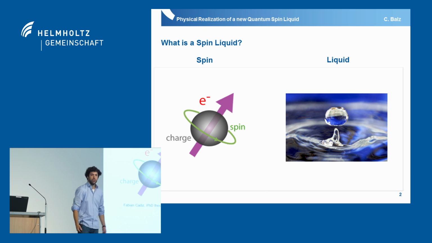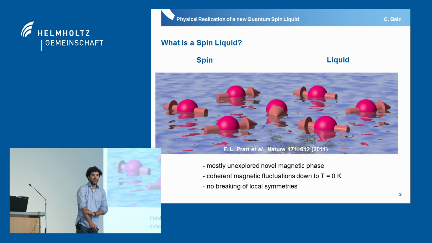Second part of the name is what is a liquid. That's a bit easier to digest. This is just a picture of water. So if I combine these things, I end up with the picture of my title, a spin liquid. So we have spins in this picture on a liquid or in a form of a liquid.